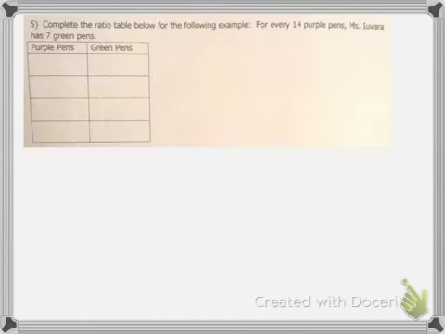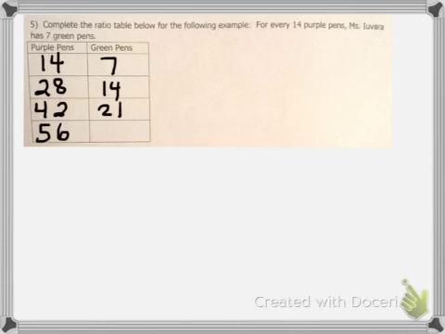Number 5, complete the ratio table. So it says for every 14 purple pens, Miss Uvera has 7 green pens. So 14 goes on the purple line, first line, 7 goes on the first line for green. And then we're going to increase by the multiples of 14. So 14, 28, 42, and last 56. Over here we have 7, 14, 21, and 28.